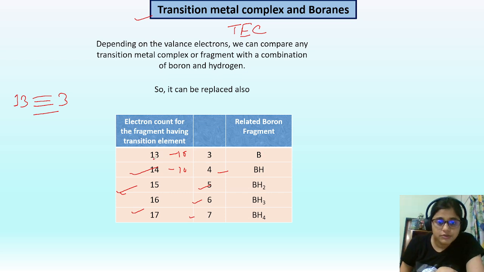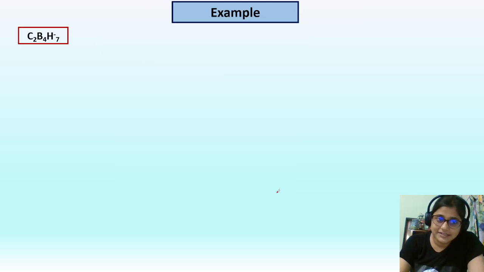And now, we know 13 will be compared with 3, and we know 3 electron means boron, which we have just read, right? So 14 means 4 and BH, 15 means 5 and BH2, 16 means 6 and BH3, 17 means 7 and BH4, like that. Okay. So I hope you have understood this. This is very easy, right?